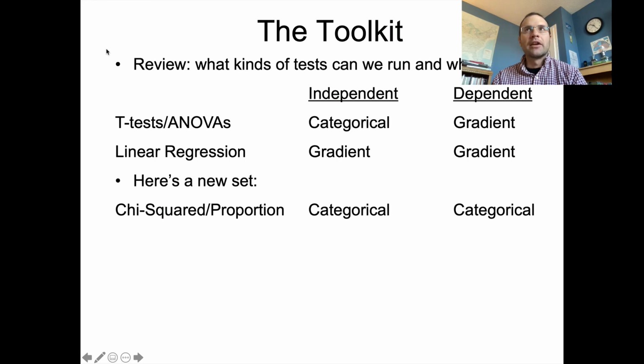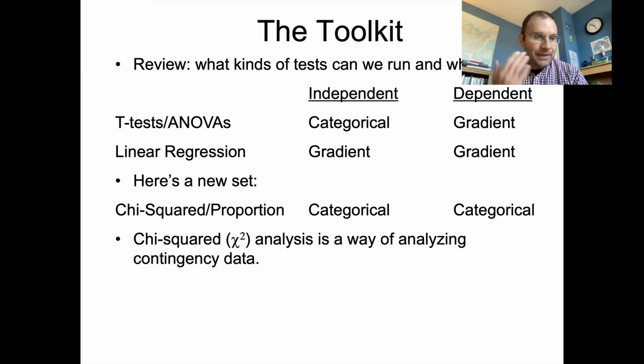And I'll walk you through a couple of examples where that will be appropriate. But for instance, it's often appropriate when you're gathering data from perception tests where you have people picking between distinct choices, that sort of thing. That's what we're going to learn about today, chi-squared analysis.